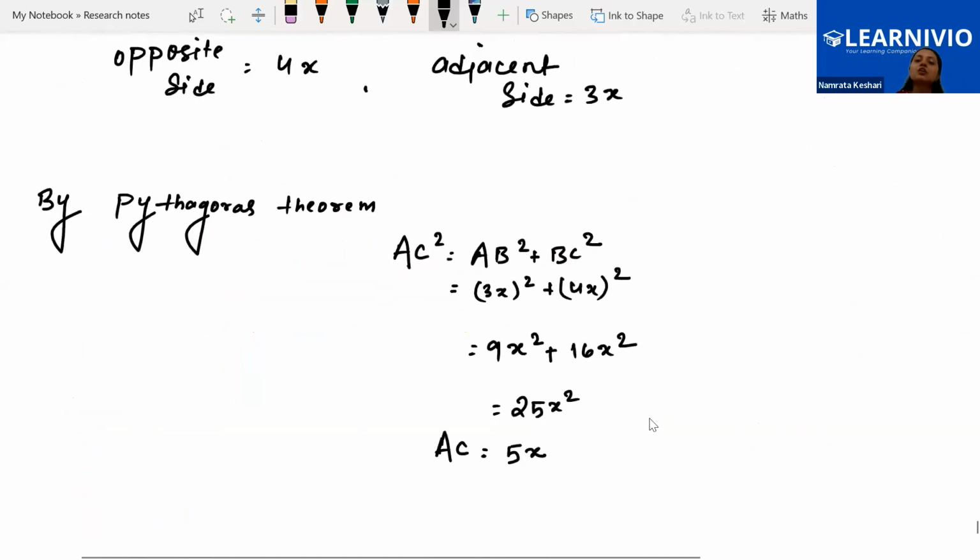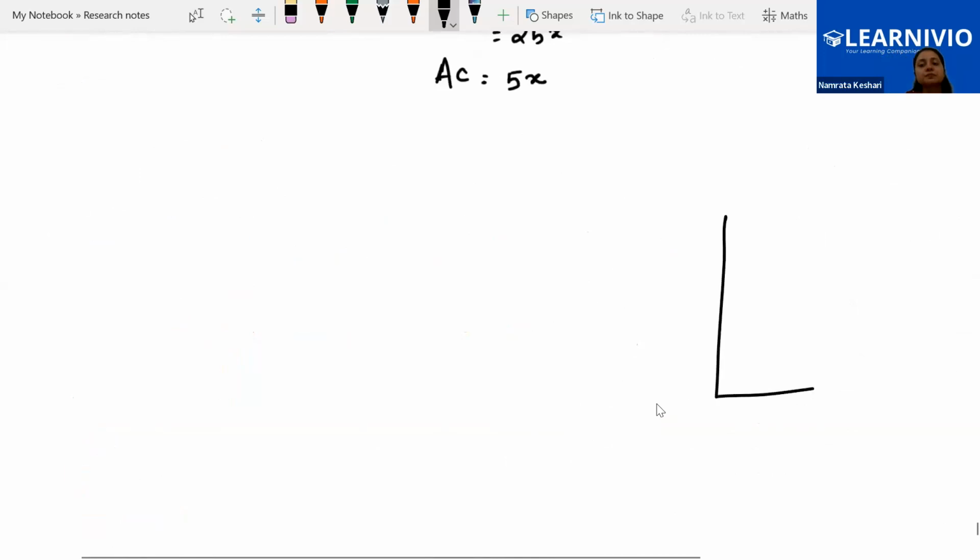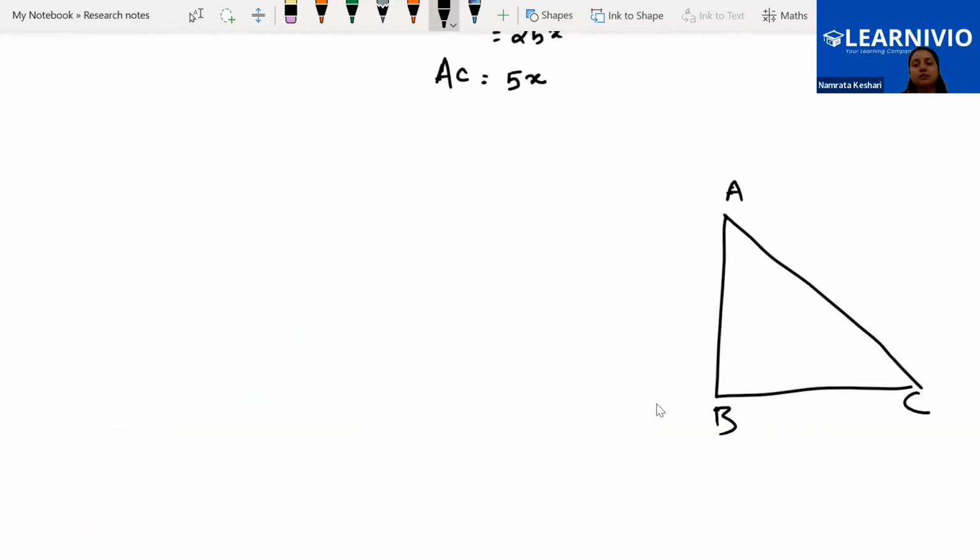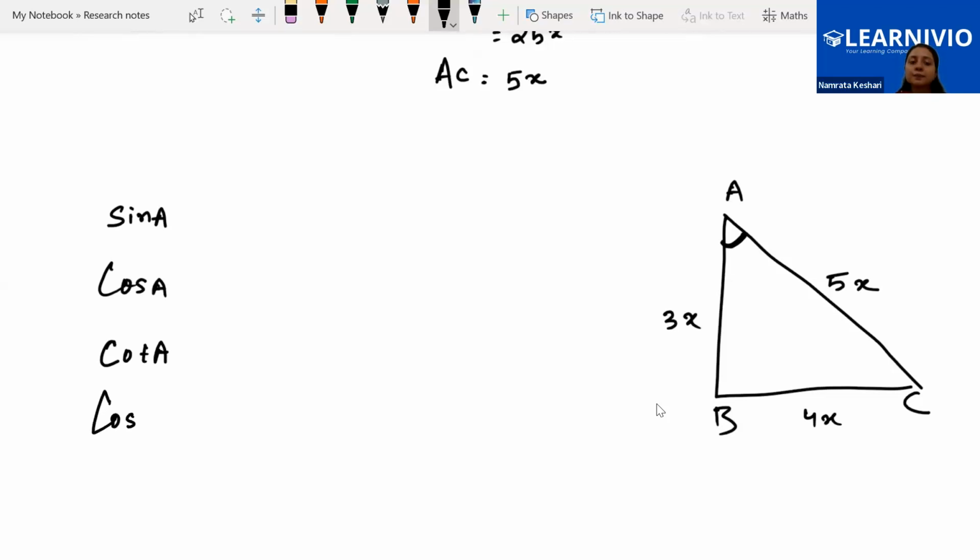Let me copy paste the triangle over here. This is A, this is B, this is C. Here angle A is represented. This is 3x, this is 4x, and this is 5x. I have just copy pasted that triangle. We have to find sine A, cos A, cot A because tan A is known, cosec A, and sec A. Find it.